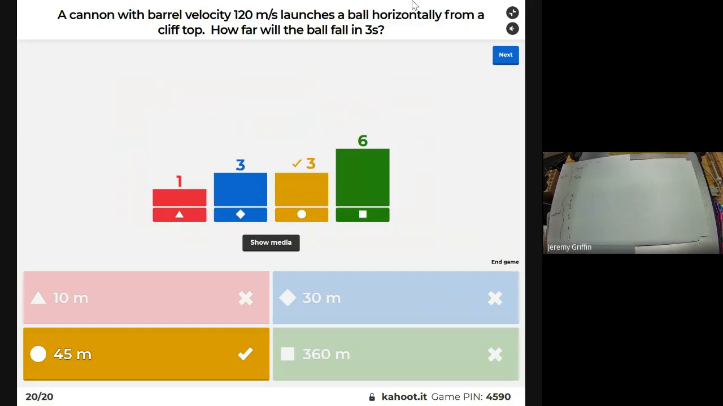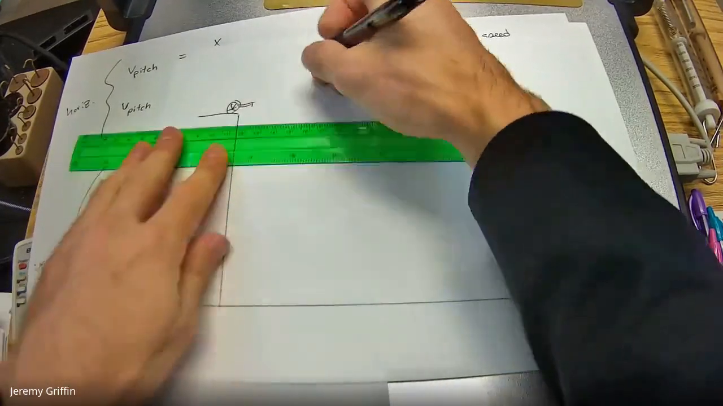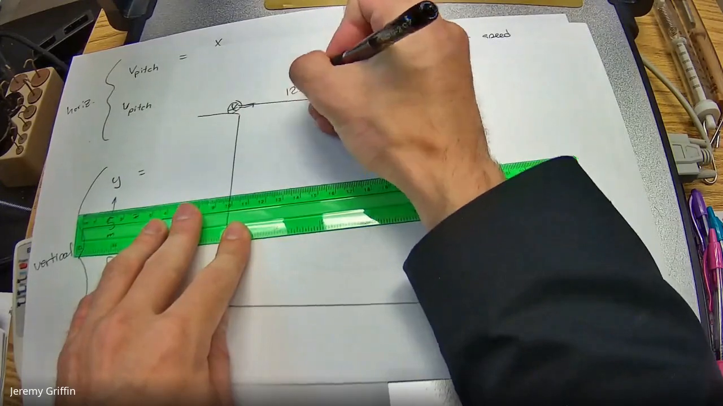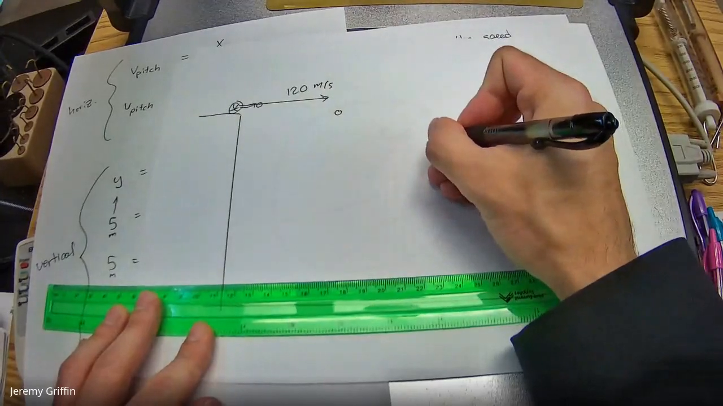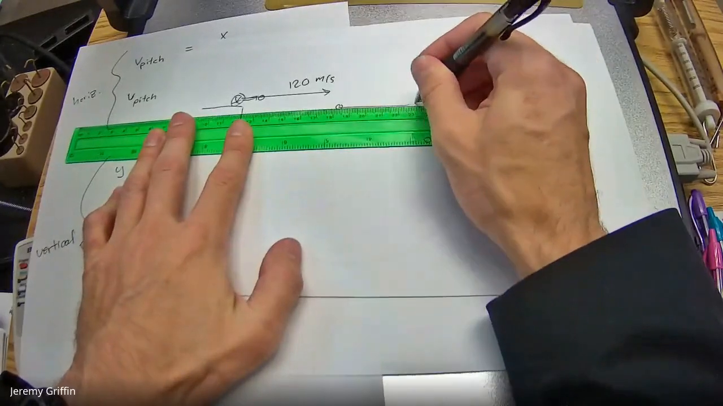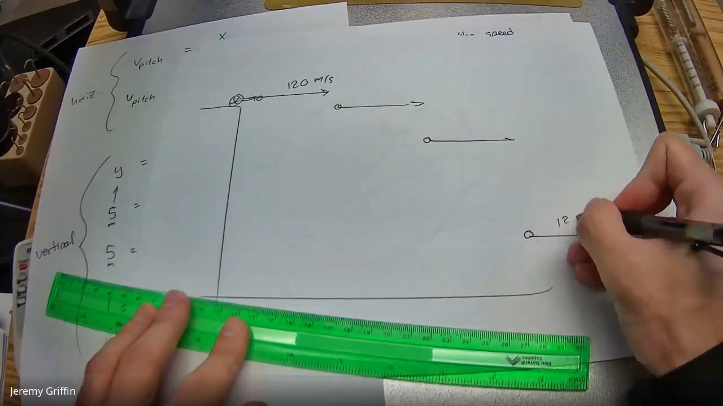Draw this out. Right. So we've got a cliff, cannon, horizontal blast, 120 meters per second. Okay. 1 second later, it might be about here. Then 1 second after that, maybe about here. 1 second after that, maybe about here. Okay. It's always going 120 meters per second to the right. That didn't change, but that wasn't the question either. Okay. It's always 120 meters per second to the right.